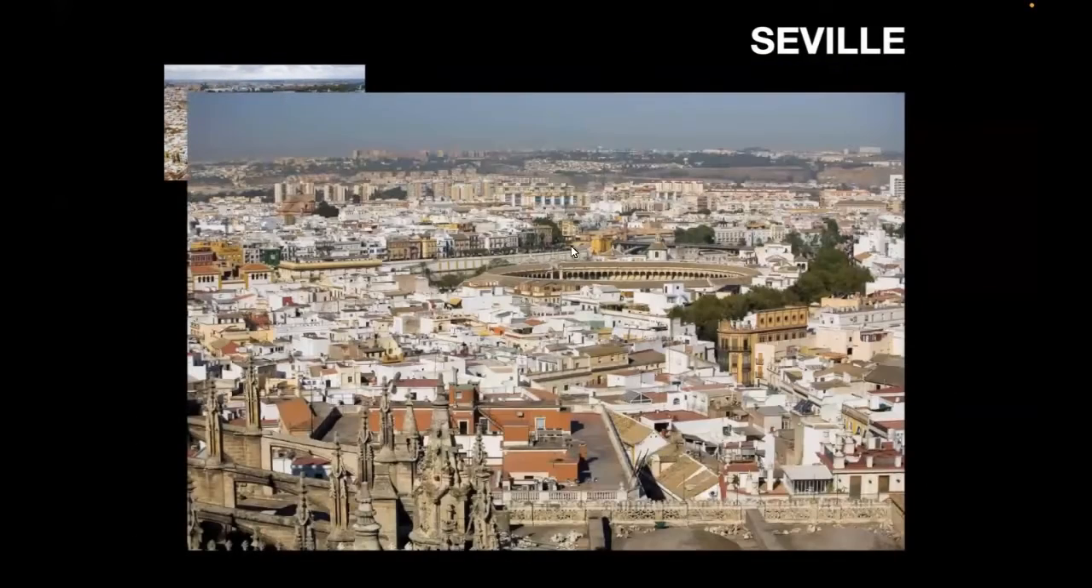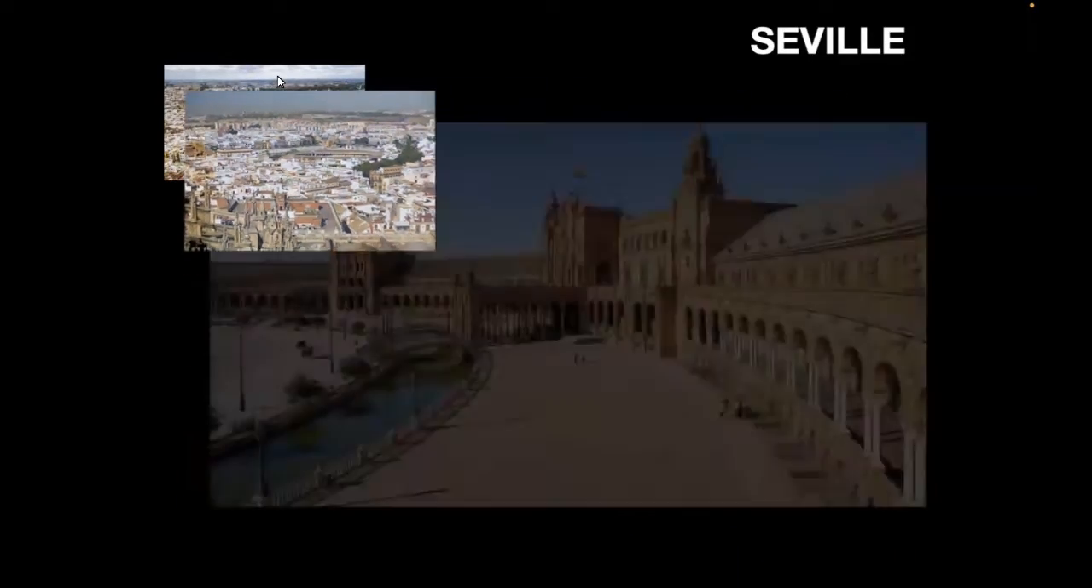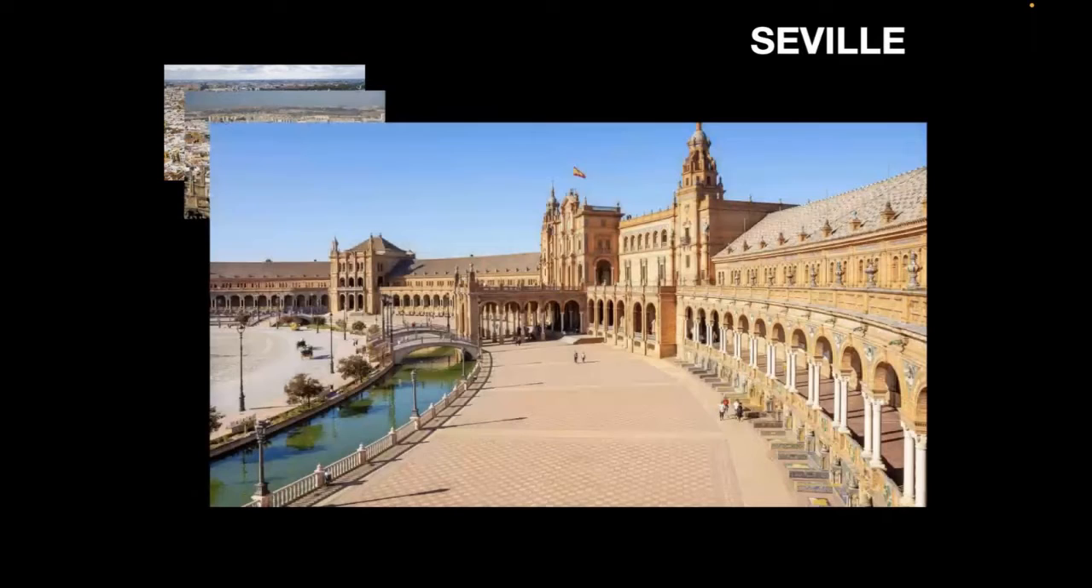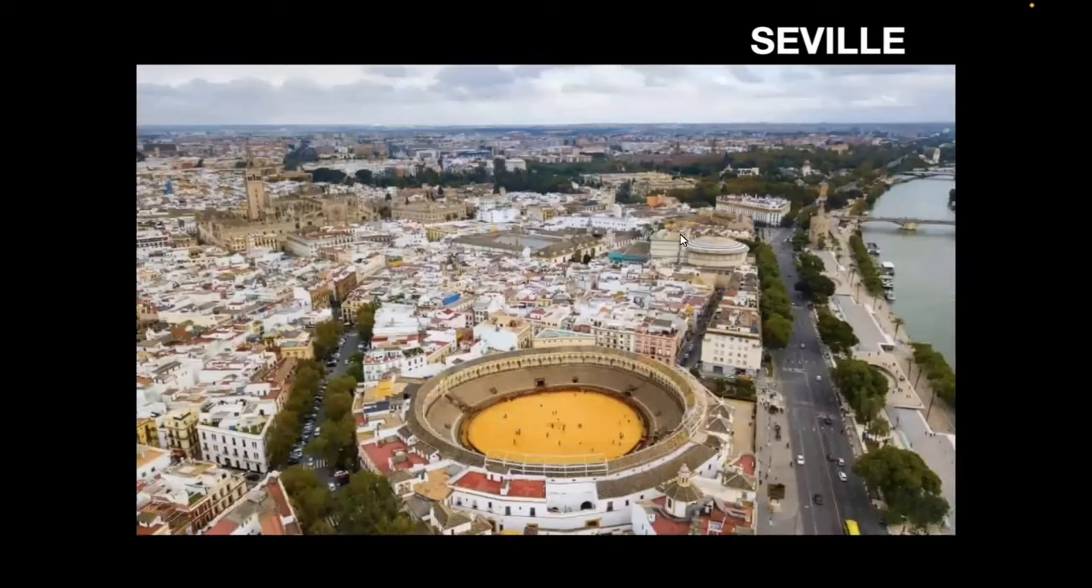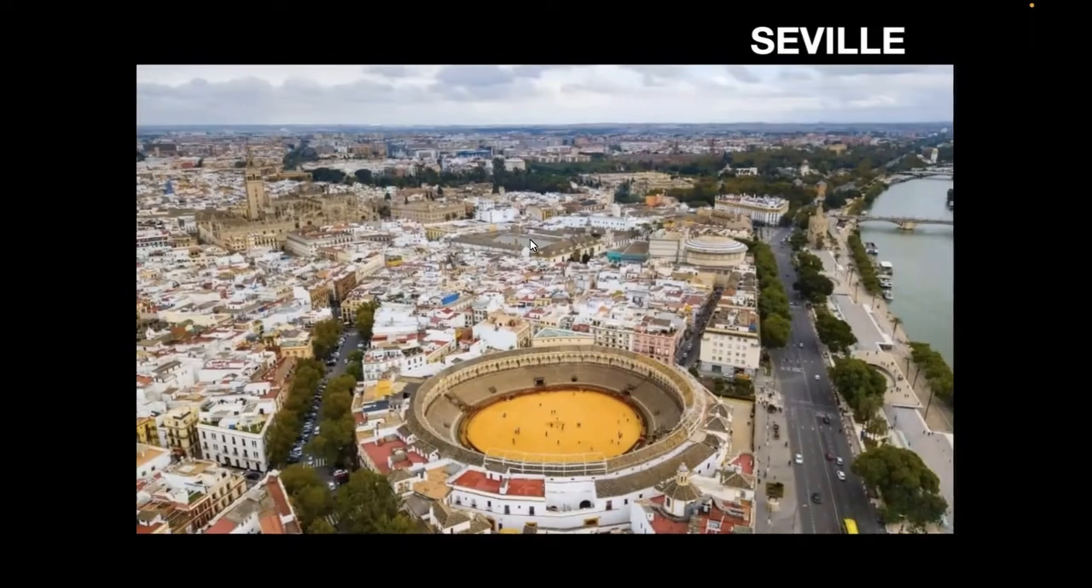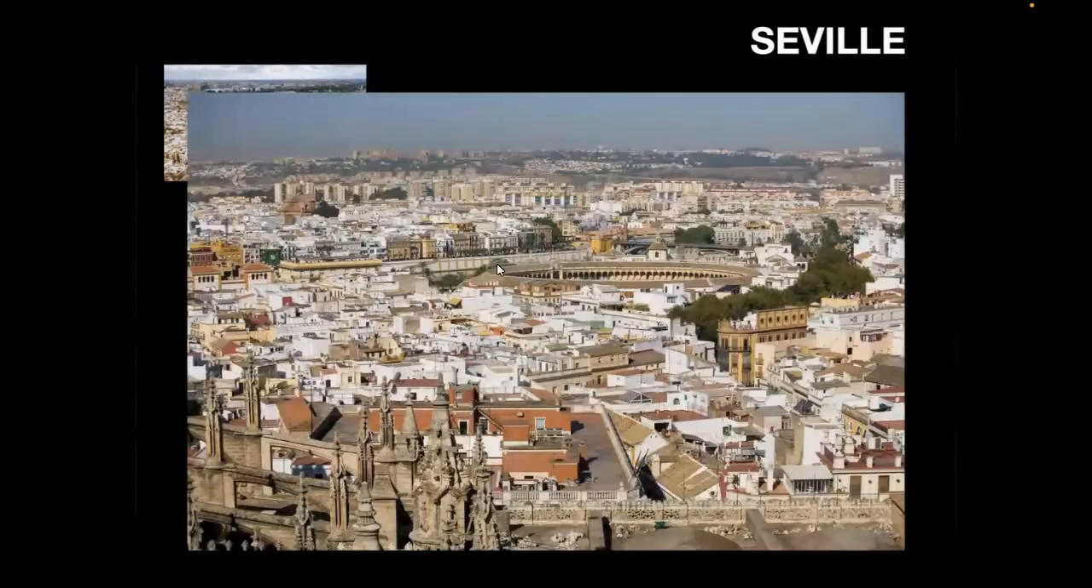Here is another view. Actually, if I go back, we will see that it is founded on the river on the right-hand side, the Guadalquivir River. That was the important main waterway that connected Seville and Cordoba cities to the Atlantic. And that was the main trade route starting from Roman times, actually.